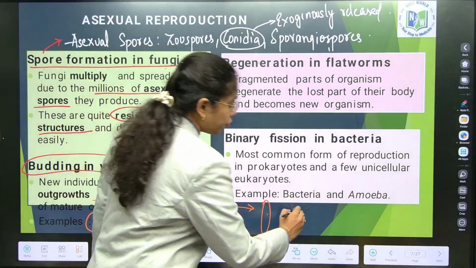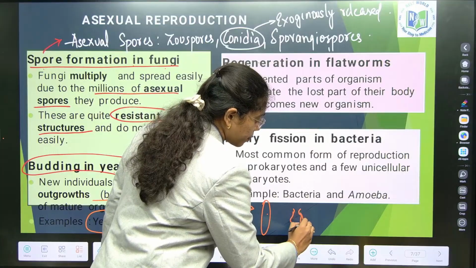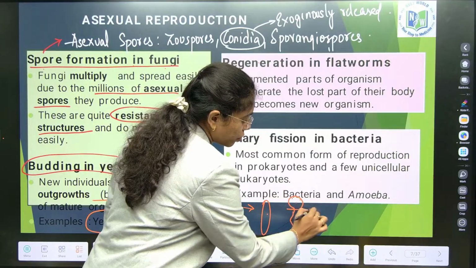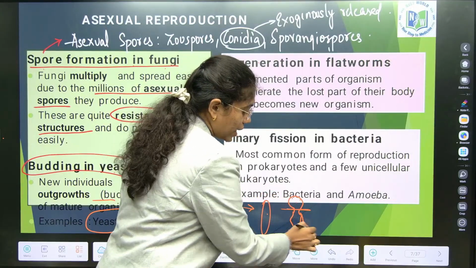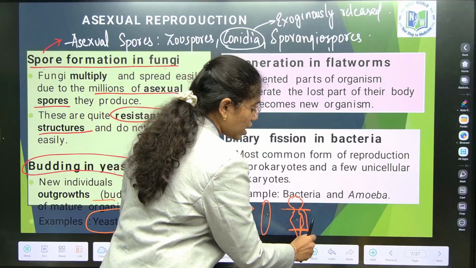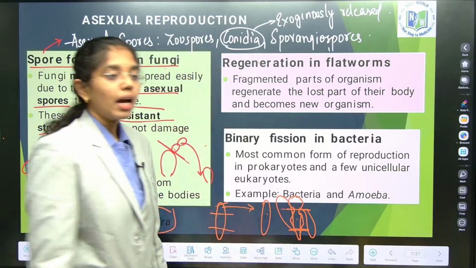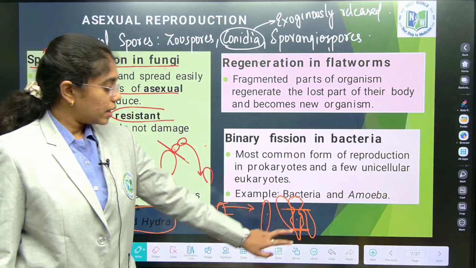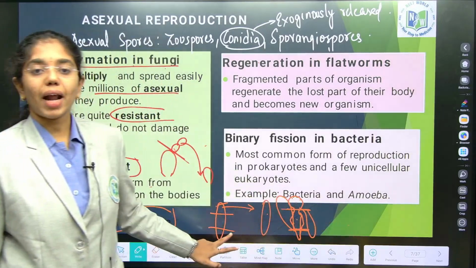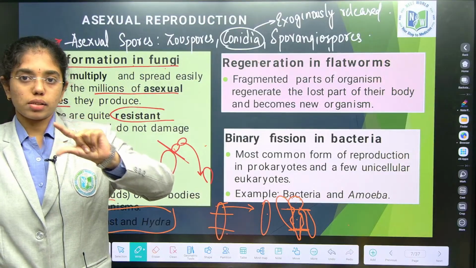For example, if planaria is considered, let us remove the head region, tail region and abdomen region. The head region can regenerate the entire body, tail region also can regenerate the entire body. Here there is no point on multiplication of the organisms, but fragmentation, fragment is multiplying into different organisms.